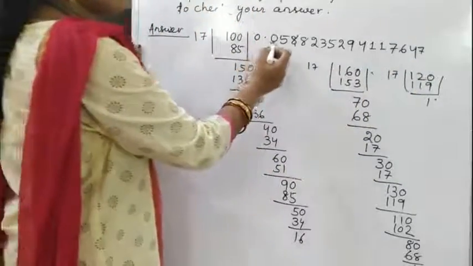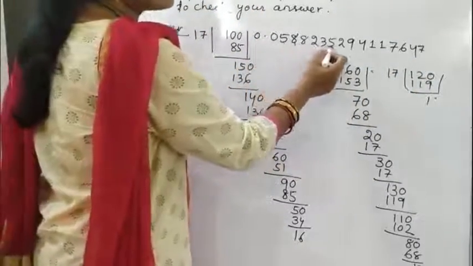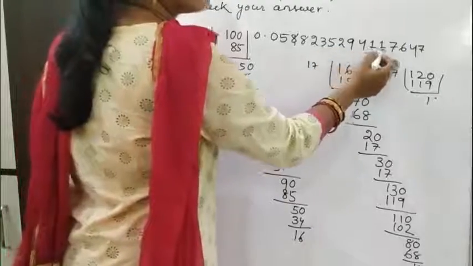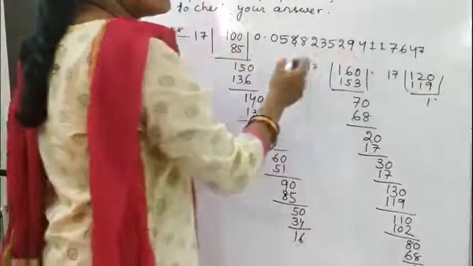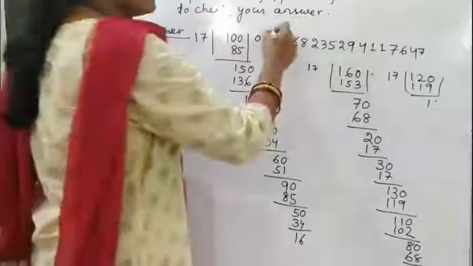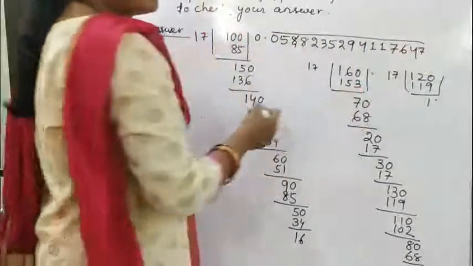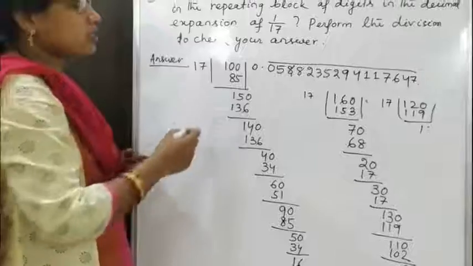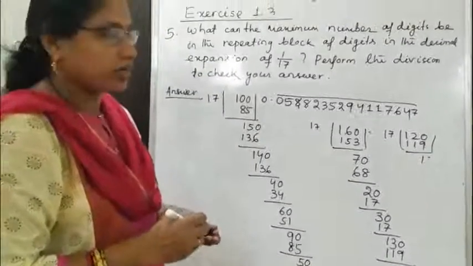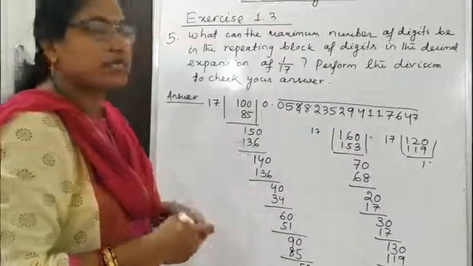So how many digits? 1, 2, 3, 4, 5, 6, 7, 8, 9, 10, 11, 12, 13, 14, 15, 16. So 16 digits, again this group of digits will be repeated. So here in this case, the decimal expansion of 1 by 17 will repeat after 16 digits.